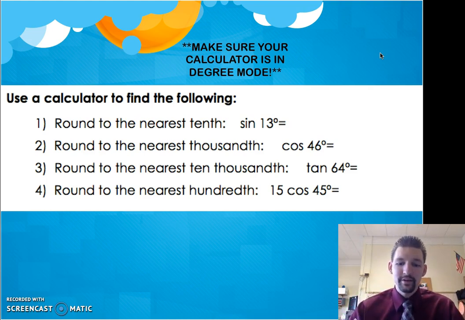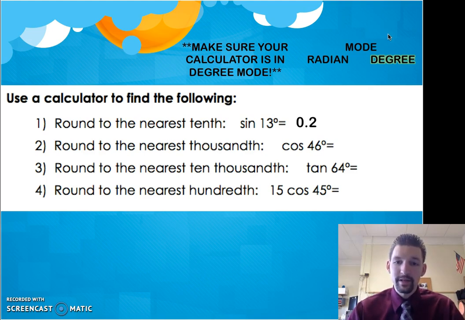You do this by pushing the mode button on your calculator, which is next to the second button, and going down 2 or 3, depending on which calculator, and making sure that degree is highlighted. We want to be in degree mode. And then you just put into your calculator, sine 13, close your parentheses, hit enter, and it'll give you a really long decimal. In this case, we are rounding to the nearest tenth, so it will be 0.2.